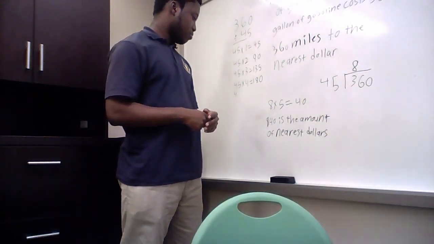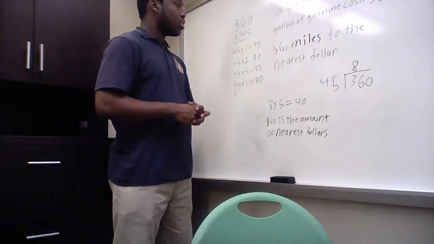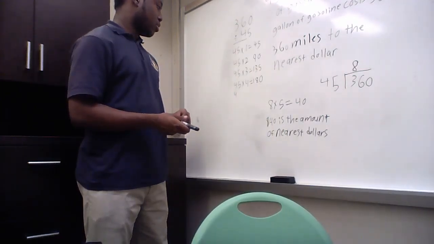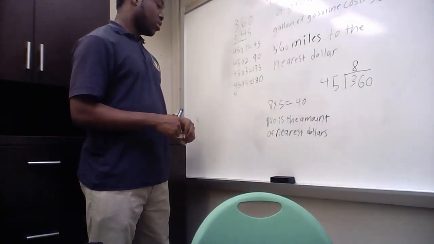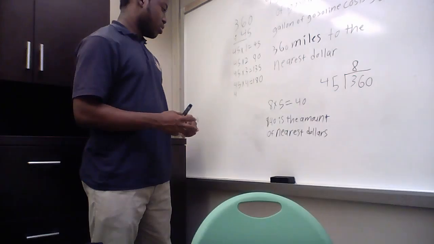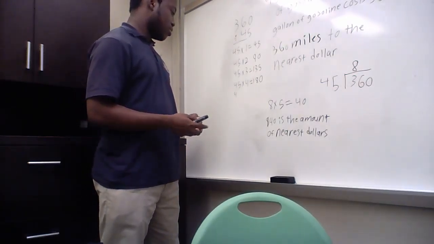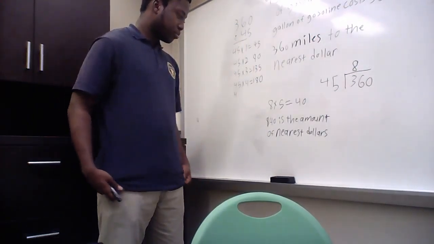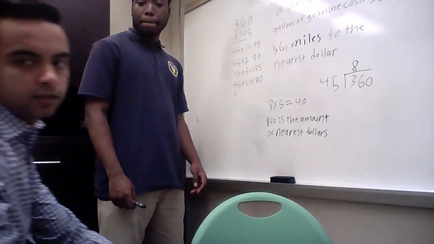$40 is the answer, right? So I'm going on a 360 mile trip. Every gallon takes me 45 miles. That means I'm using 8 gallons, and each gallon costs me $5. And 8 times 5 is $40, which is my budget for this trip, right? Yes. Alright, perfect. Good. Let's close this off.